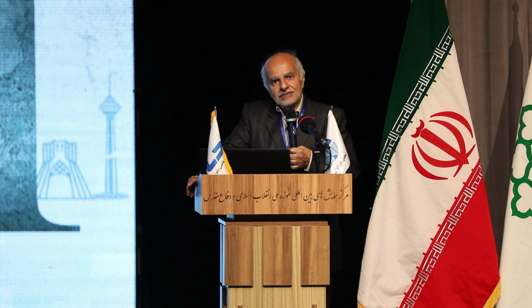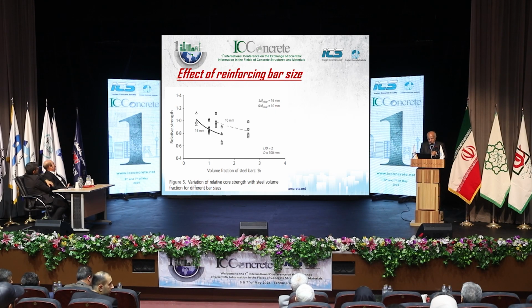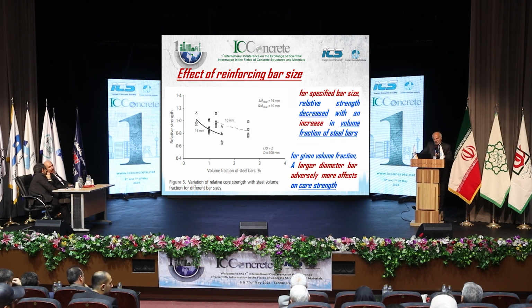Okay, now let's look at the effect of the bar size. We took two different bar sizes, 10 millimeter and 16 millimeter. Here again, the relation between relative strength and volume fraction of steel bar is given for these two different sizes of steel bar. Again, we consider a core diameter of 100 millimeter and an L over D of 2. As you can see from the figure, for a specified bar size, relative strength decreases with increasing volume fraction of the steel bar. And more important, for a given volume fraction of a steel bar, a larger diameter will have a more adverse effect on the core strength.